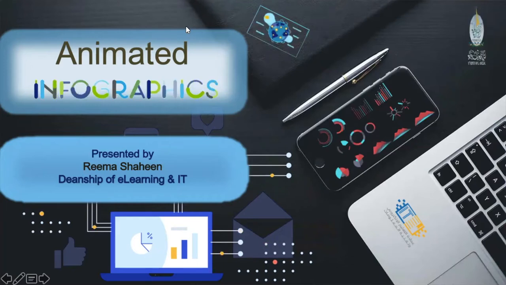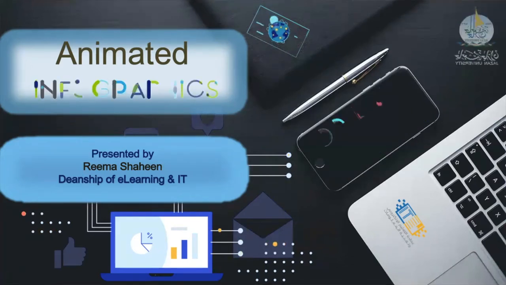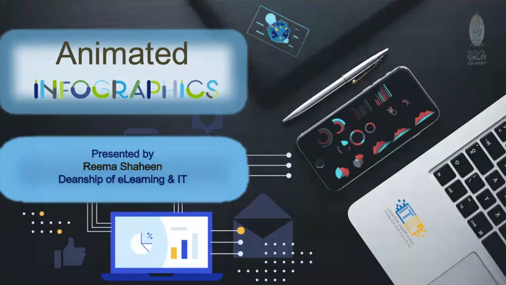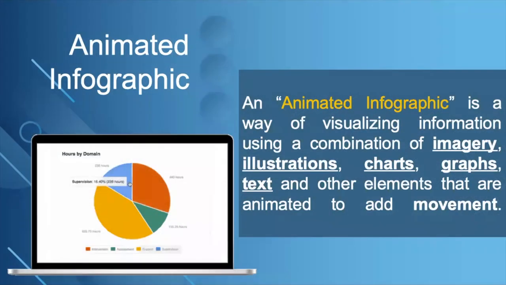So now next, let's start today's topic, that is animated infographic. What is the meaning of animated infographic? Let's start to know the actual definition. An animated infographic is a way of visualizing information using a combination of images, illustrations, charts, graphs, and text. These are the main assets of any infographic, and other elements that are animated to add movement.